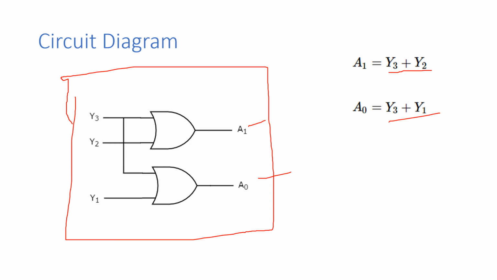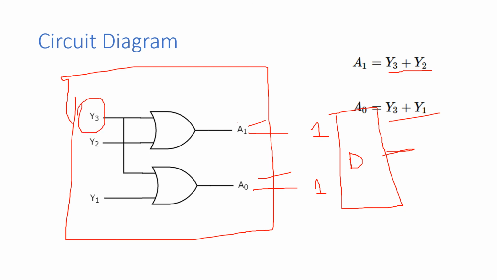The opposite of an encoder is a decoder. What a decoder does is, let us assume a1 and a0 are 1 and 1, and this is received by the decoder. We encoded 1 1 when y3 is 1, so when 1 1 arrives at the decoder, the output will be y3. This is the functionality of the encoder and decoder, which are inverse to each other.